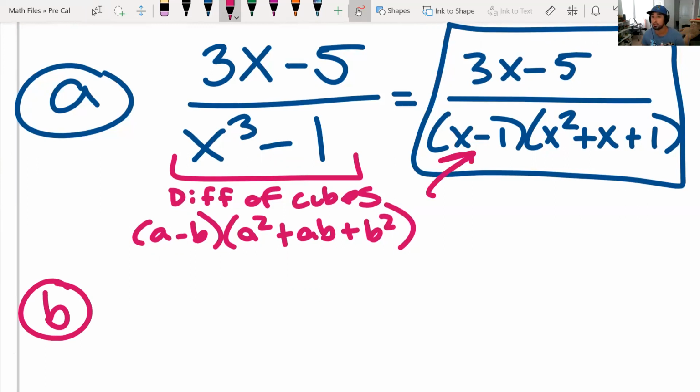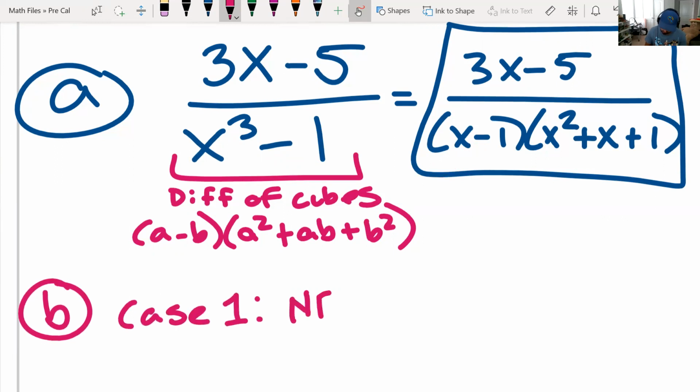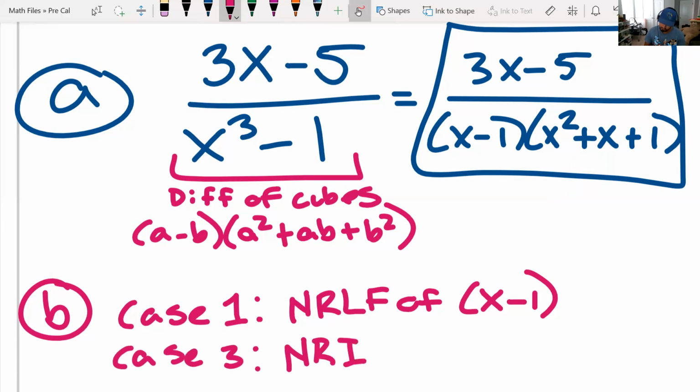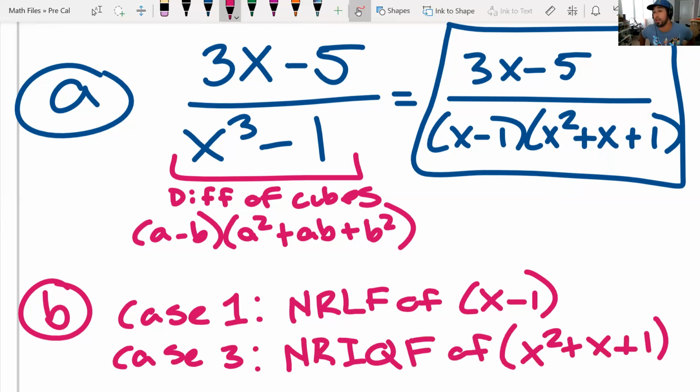Cases. Well, look at the first term: x minus 1 is a linear factor that is non-repeated, so that is case 1. And then look at the second factor, x squared plus x plus 1. That is a non-repeated irreducible quadratic factor, which is case 3. So we have a case 1 and case 3.